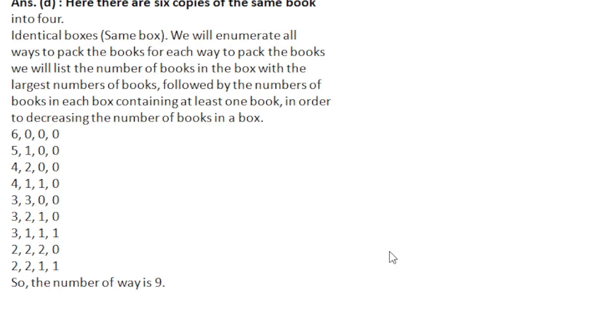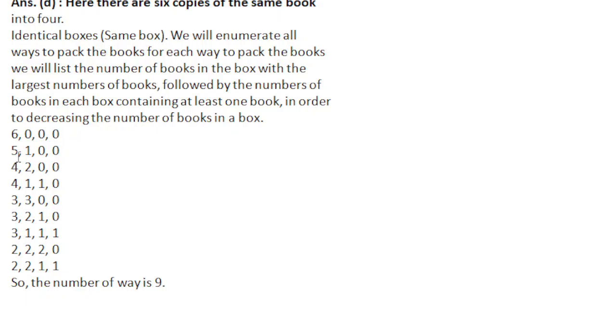Let's look into the arrangement. We have six copies of the same book, so in total we have six books. In the first arrangement, we can put all six in one box, and the other three boxes we can keep empty.